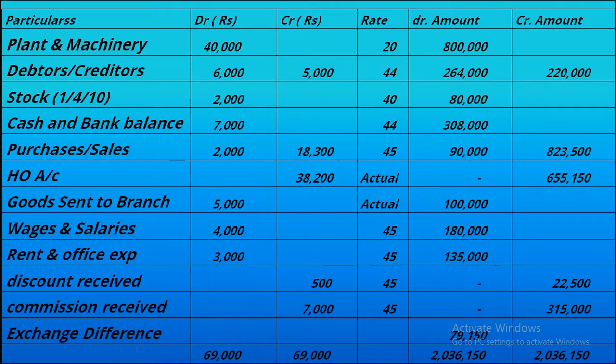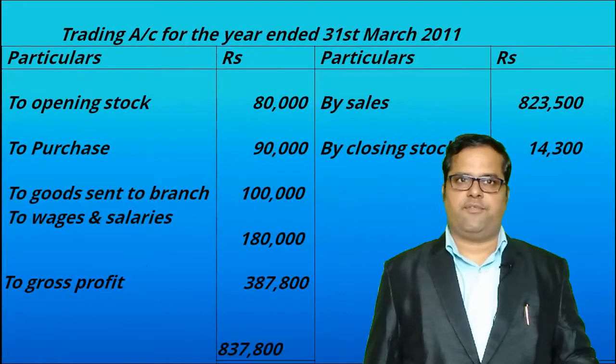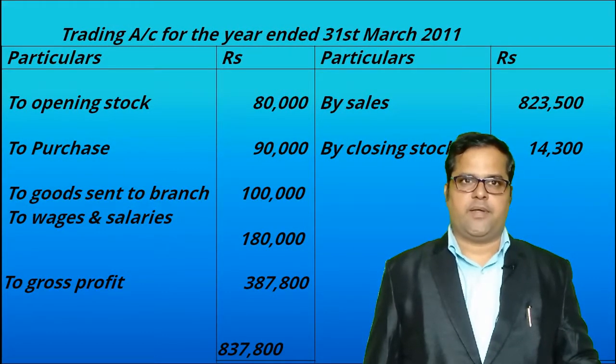This amount, that is the exchange rate difference, will be posted in the P&L account on whichever side it has its balance. Suppose it is appearing on the debit side in the new trial balance, then in P&L we will post it on the debit side. If the exchange difference is on the credit side, we will record it on the credit side of P&L. Students, once you get a trial balance in rupees, then it's a simple FYGC sum. You have to prepare a trading account, P&L account and balance sheet.